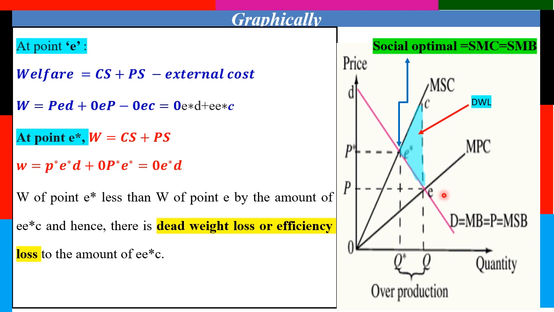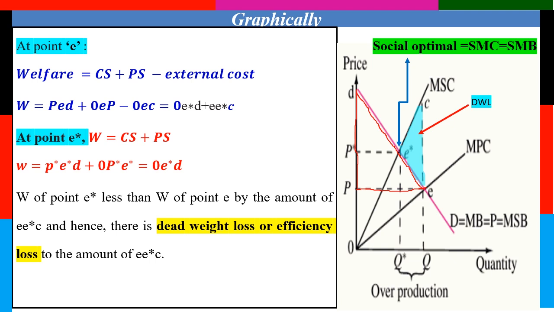At point E, the welfare or the well-being of the society is equal to consumer surplus plus producer surplus minus external cost. The consumer surplus means this triangle here. Let me show you by using the pen. The area of the consumer surplus means this triangle, here this one. This area is the consumer surplus.